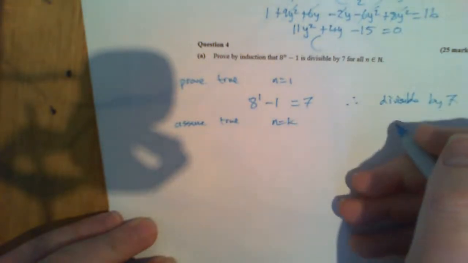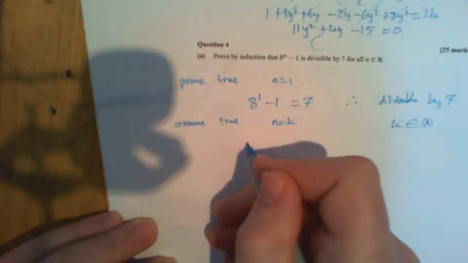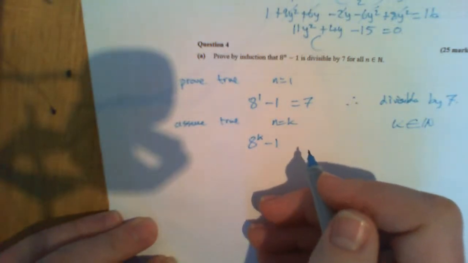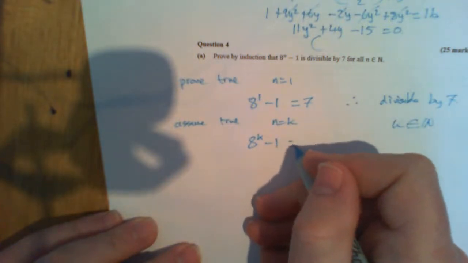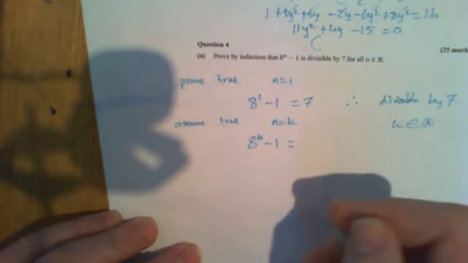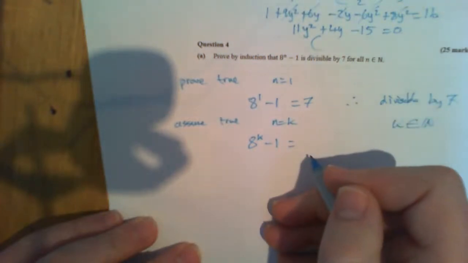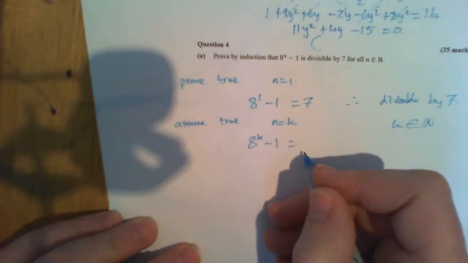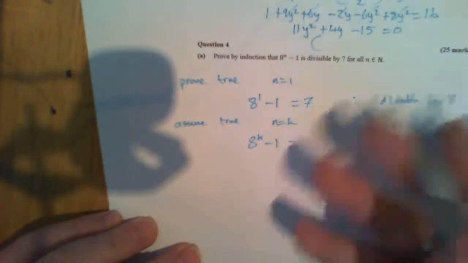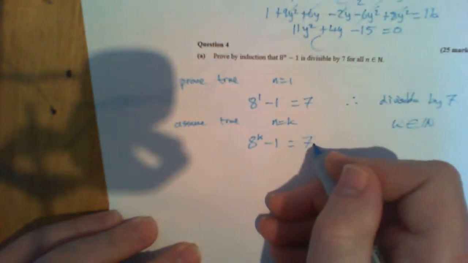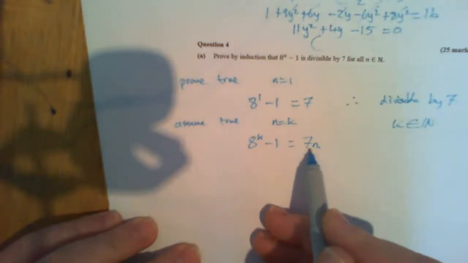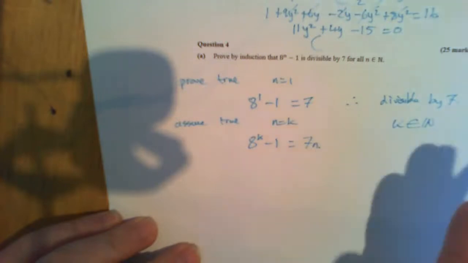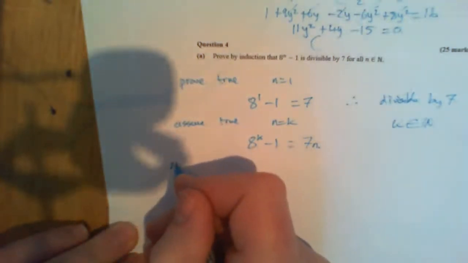Now assume it's true for n equal to k, where k is an element of the natural numbers. So we're going to say that 8 to the power of k minus 1 is equal to some number times 7, so you can call it 7n. So 7 times a number, it could be 7 times 1, 7 times 2. In other words, you can divide 7 out of it.